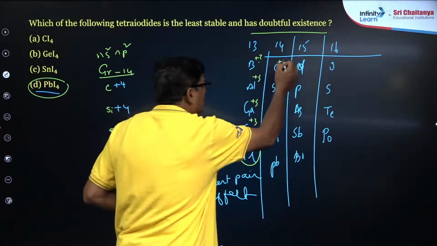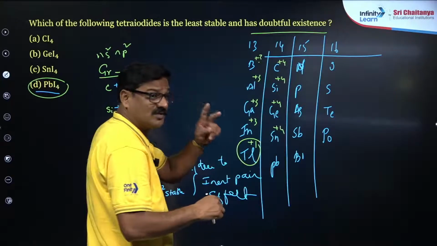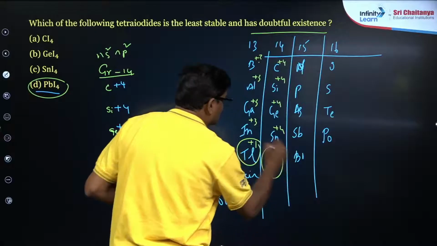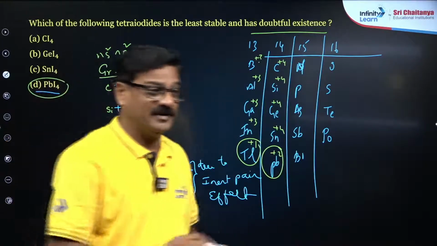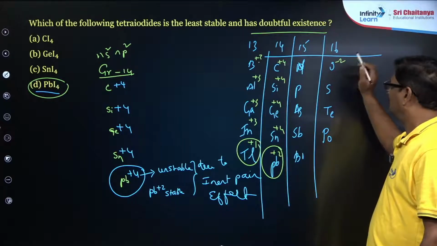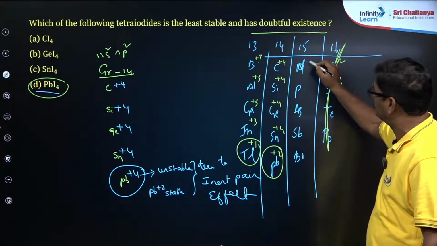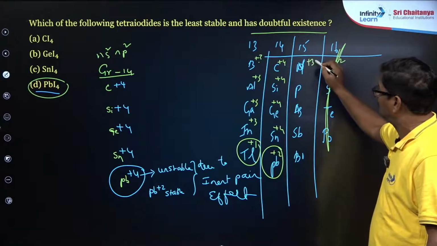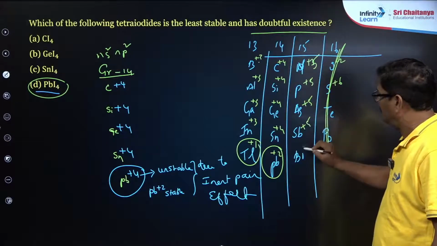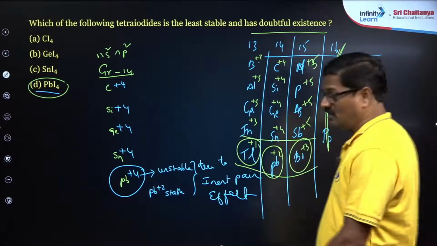And group 14, +4 oxidation state. ns2 means 2 electrons. It is going to show only +2 oxidation state due to inert pair effect. And also group 16, they are going to show -2, and +6. Nitrogen shows +3 and +5, but bismuth shows +3 oxidation state due to inert pair effect.